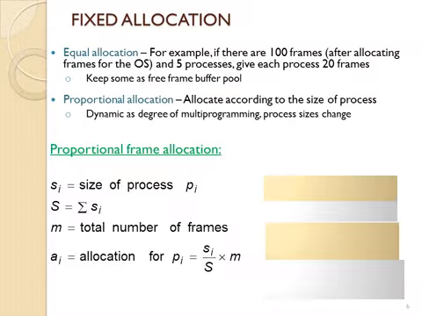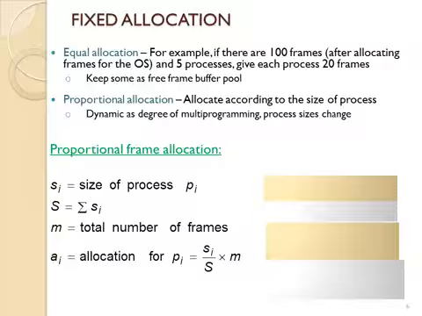Another way to allocate frames is to use proportional allocation, and that has to do with the size of the process. So this is an exercise right here to describe how that works. So S_i stands for the size of a process. S1 would be the size of process 1, S2 would be the size of process 2. Then capital S is going to be the sum of the sizes of all of the processes.